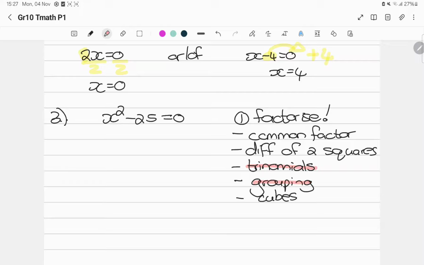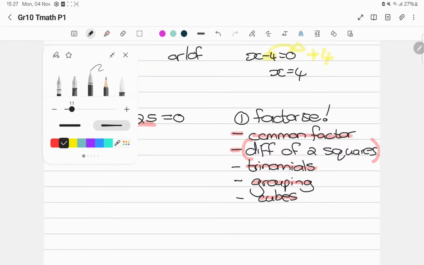It's also not grouping because there's not 4 terms, and it's also not cubes because there's no to the power of 3. So either it's a common factor or it's a difference of 2 squares. So I ask myself, is there a common factor? Is there something common between x squared and minus 25? No.